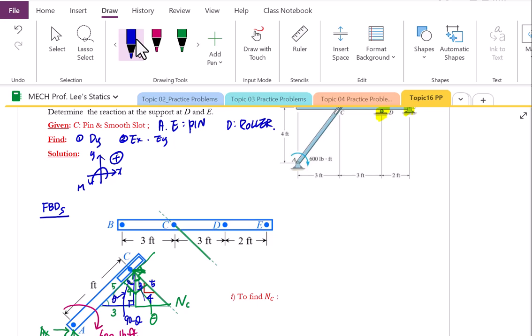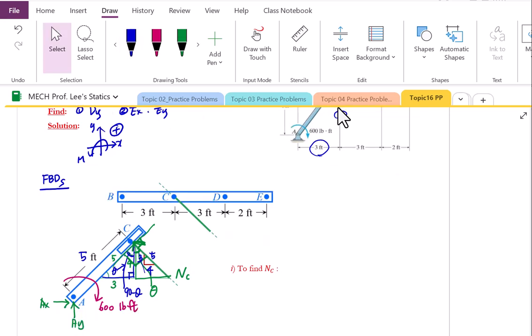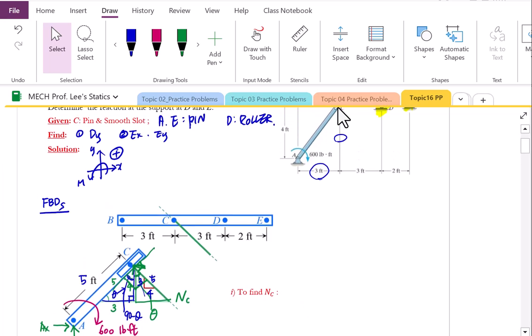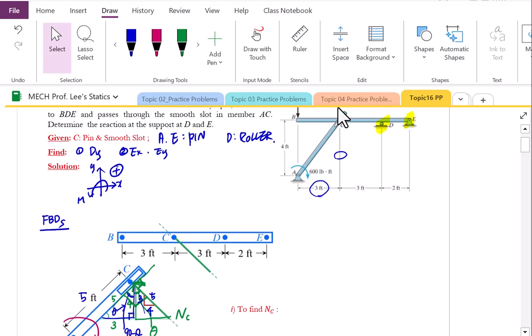Let's not forget the geometric information here. The length of AC: this horizontal length of 3 feet is given, vertical 4 feet is given, therefore hypotenuse must be 5 feet. So we can directly indicate AC length must be 5 feet from the given information. Then let's move to member B, C, D, E. Let's take care of the reactions at point C first, because at point C, the members are connected.